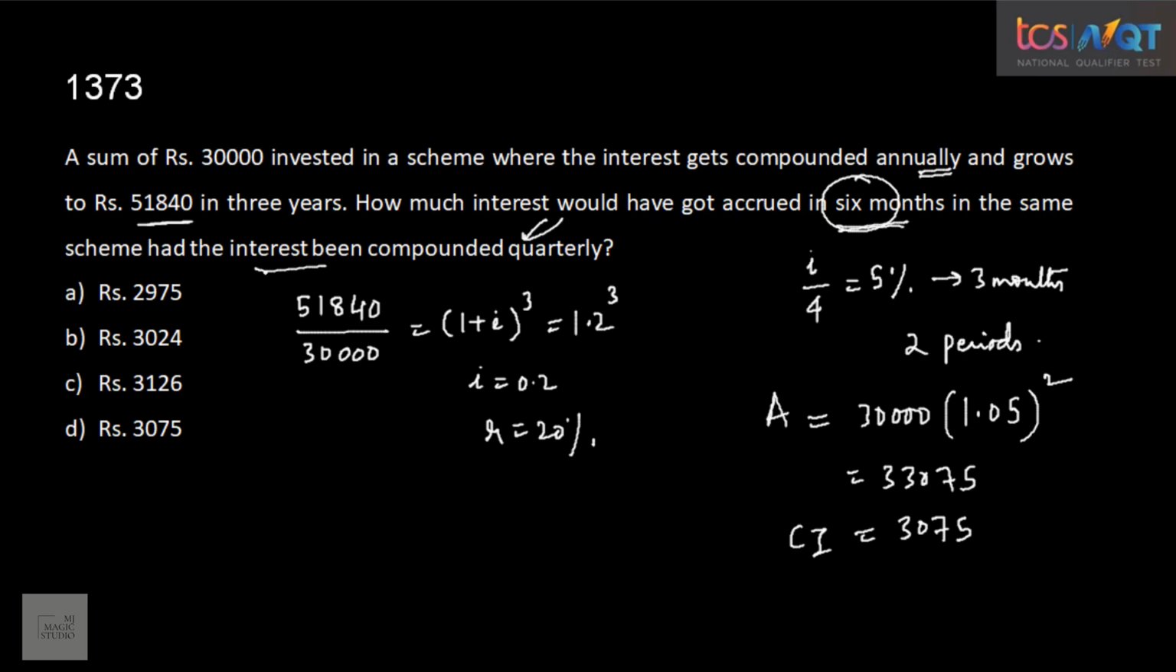What is the question asked? What would have been the interest? The interest would have been option D, rupees 3075.